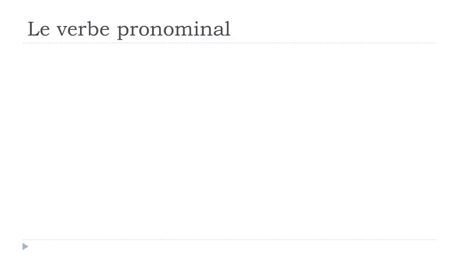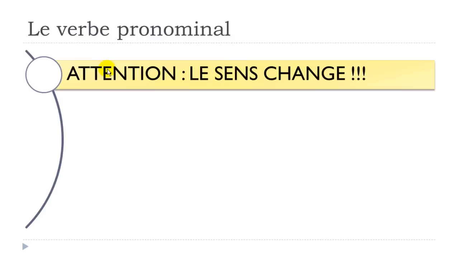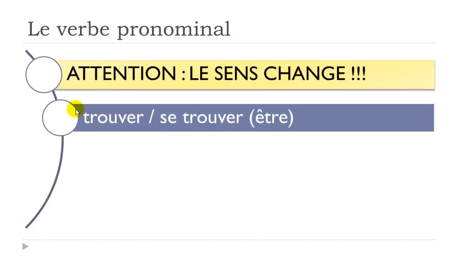Be careful, because in some cases when you add this se in front of the verb, then le sens, so the meaning of the verb, will change. So I will put a few examples here. Trouver is to find, okay? And then se trouver means to be, être. Okay, trouver, to find, but then se trouver is to be, être.